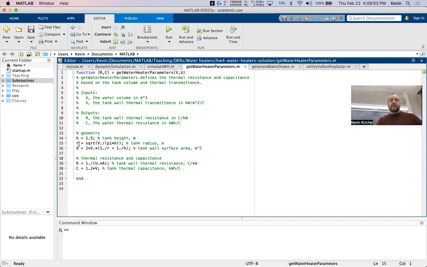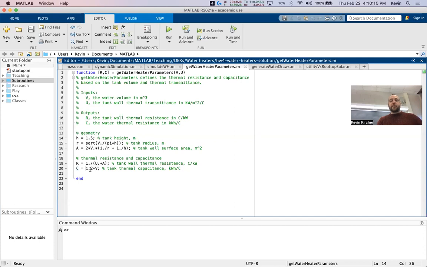And then set the radius of the tank, basically using equations for cylinders. And then set the surface area of the tank as well. This has both the tank walls and also the top and bottom surface area. Based on some equations that I showed in lecture a couple of weeks ago, it sets the R and the C value from there.